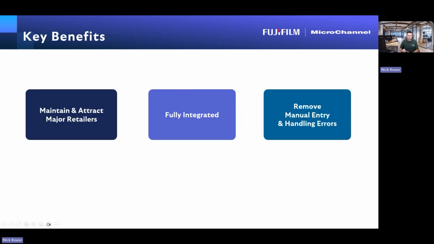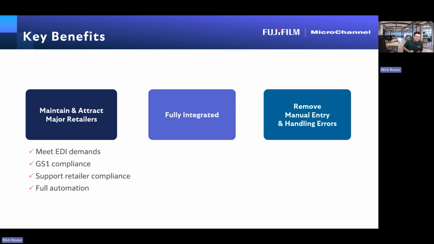So what are the key benefits? The first one is to maintain and attract major retailers. Lots of major retailers have EDI demands, and so we can meet those. We can support you through that process. GS1 compliance for labels, for different types of documents that are interchanged. We'll support you with compliance checks for the retailer. So any of those certifications that you might need to go through with the supermarkets, with the retailers, then we can support that. And it's a fully automated process.